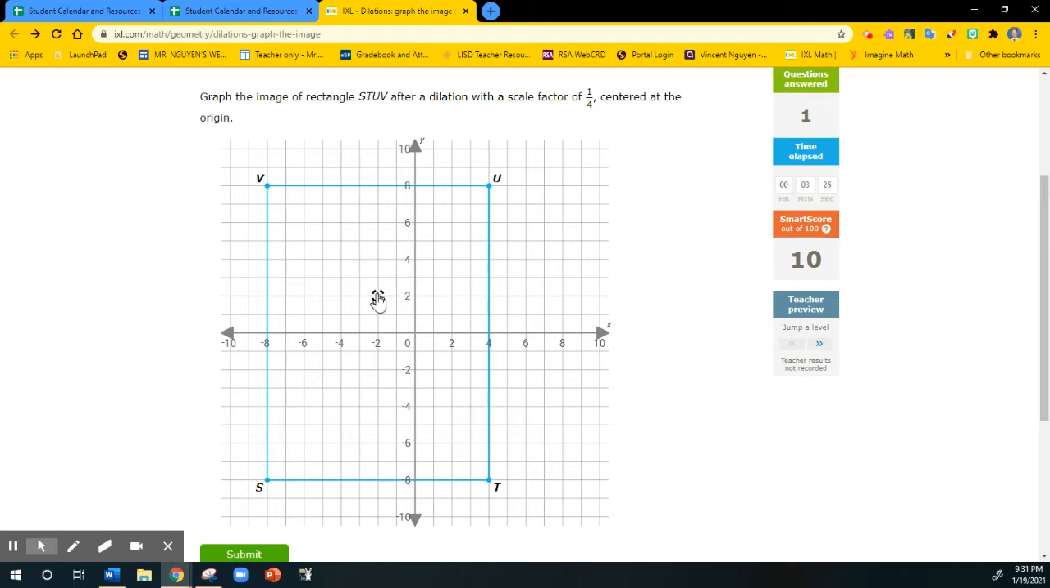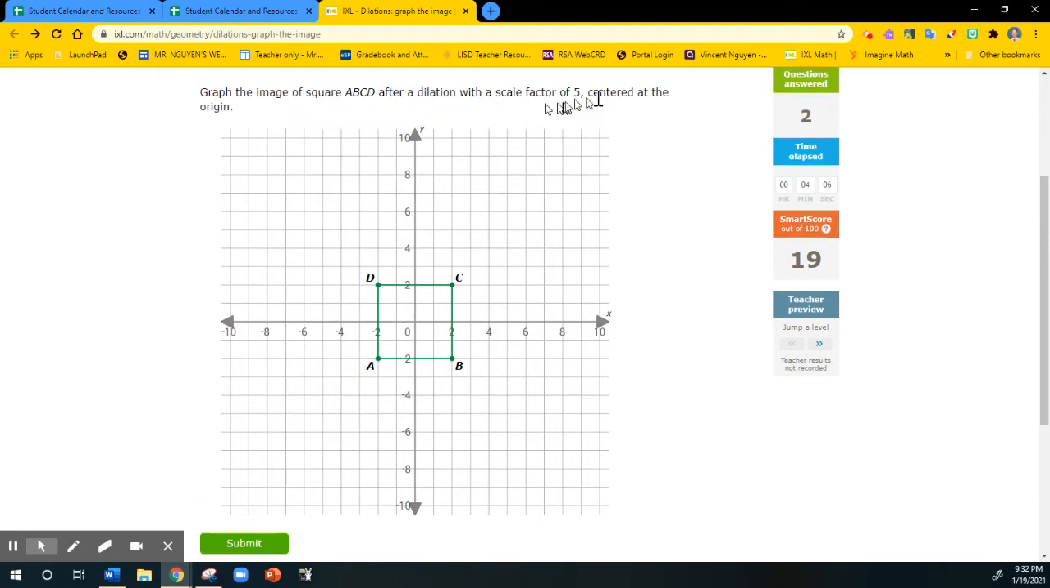So this is my V. I'm going to go to S first. S is going to be at -2, -2. Then T, because I can't go to U yet, it's going to make that picture. So T: 4 divided by 4 will give you 1, and -8 divided by 4 will give you -2. So T prime is going to be right there. And U you don't have to do, because it should be right here to make a similar rectangle. So U should be there. Submit. Awesome.